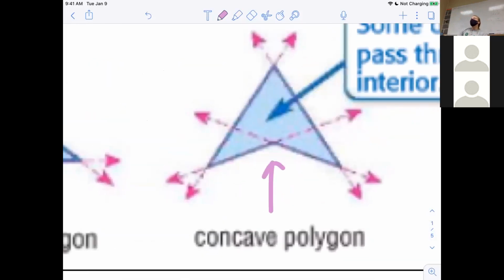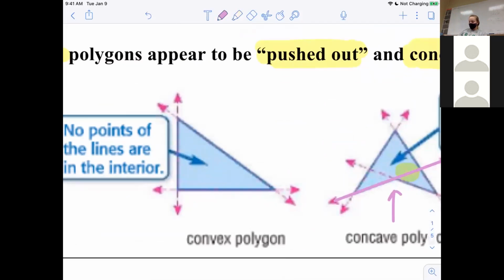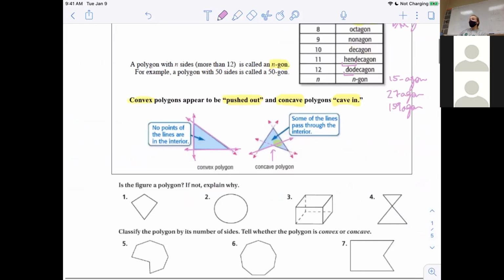The real math definition is if I were to extend the sides into lines, then part of the line would be on the interior of the shape. You see if I extend that line, some of it's inside here in the blue, that's a problem. That makes it concave. On the other side, convex, if I were to extend the lines, nothing weird happens. It is all on the outside, nothing is in my blue shape. Convex is just a normal polygon. Most of the shapes you've ever dealt with are convex.